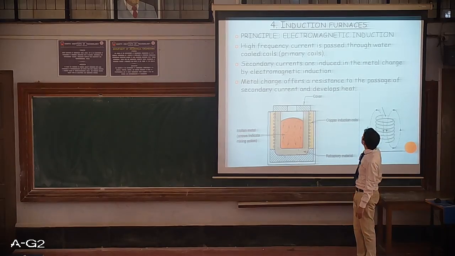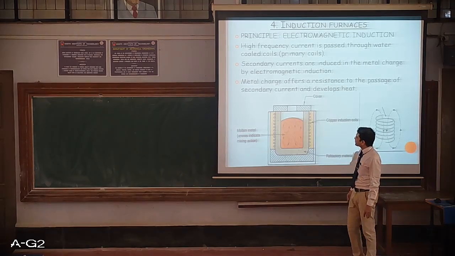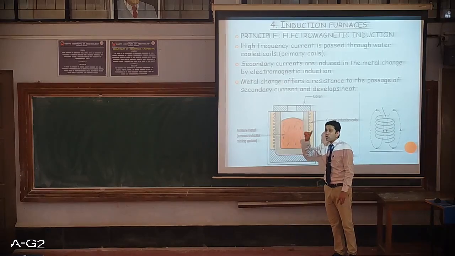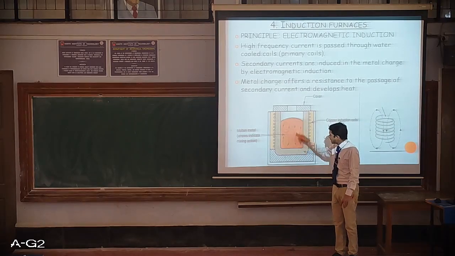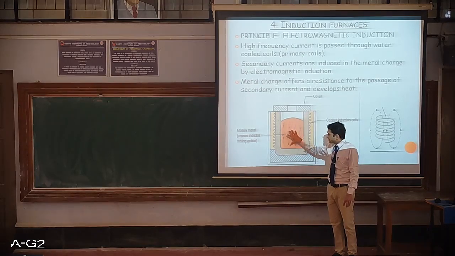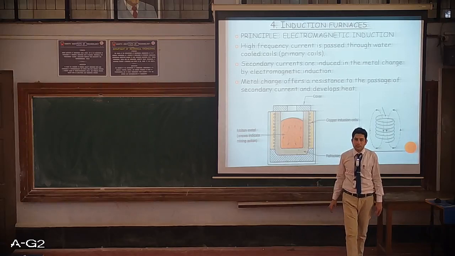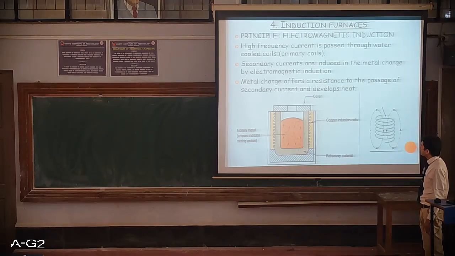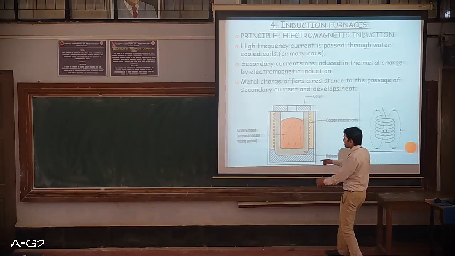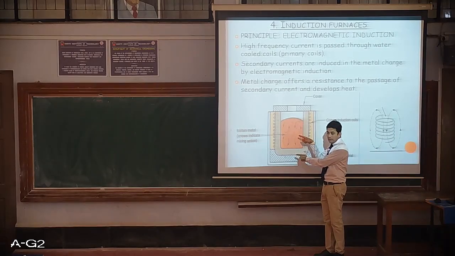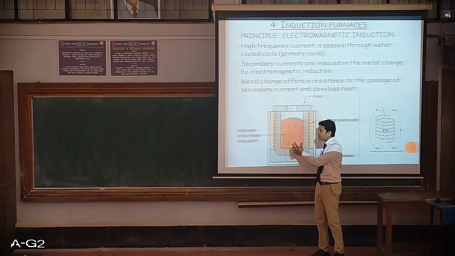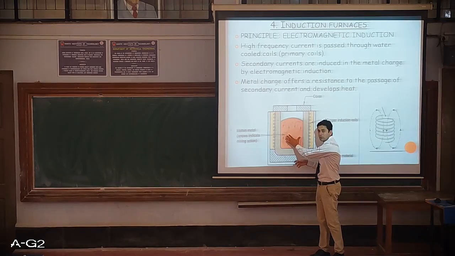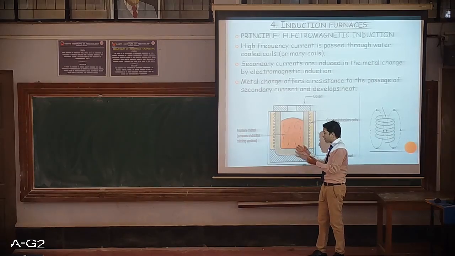Secondary currents are induced in the metal charge by electromagnetic induction. Once you pass the primary current through this, you will see that a secondary current gets induced inside this area, where you have placed your charge, that is, the solid metal. The metal charge offers a resistance to the passage of the secondary current. So the secondary current that has been developed will face a resistance from the metal charge placed inside. The metal charge will not allow the secondary current to pass through it easily.